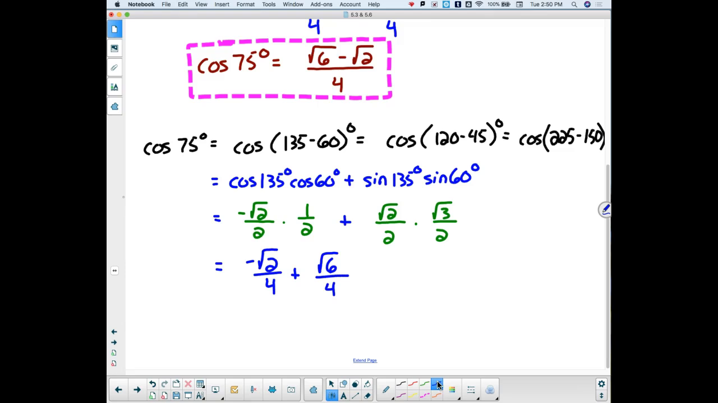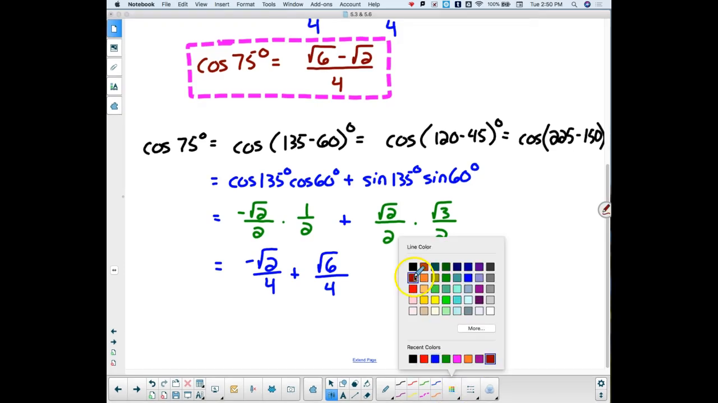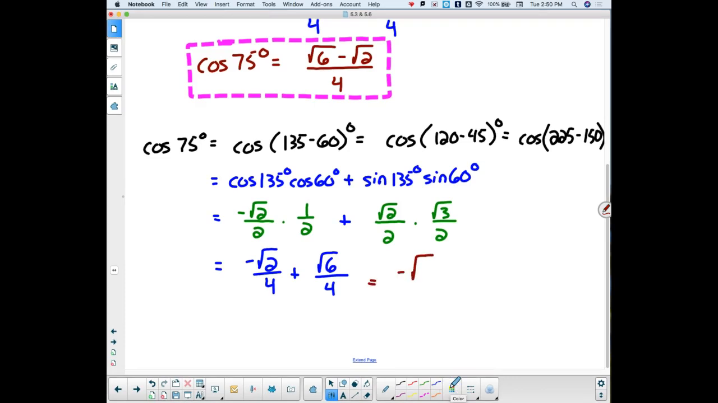Are those two the same? Yeah, they're the same, because order doesn't matter with addition. So I could easily write the second one as the square root of 6 plus the negative square root of 2, which is the square root of 6 minus the square root of 2, and then all over 4.